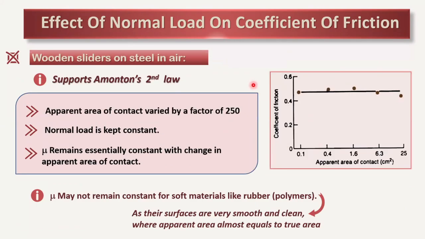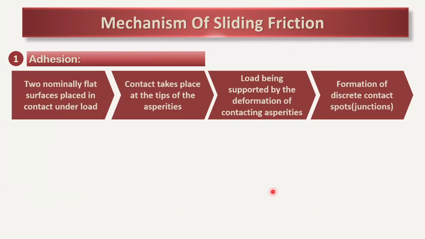Wooden slider on steel supports Amonton's second law. Here we can see that the coefficient of friction is constant for apparent area of contact varied by a factor of 250. But the coefficient of friction doesn't remain constant for soft materials like polymers, because the surface is very smooth and clean, and so the apparent area is almost equal to the true area.